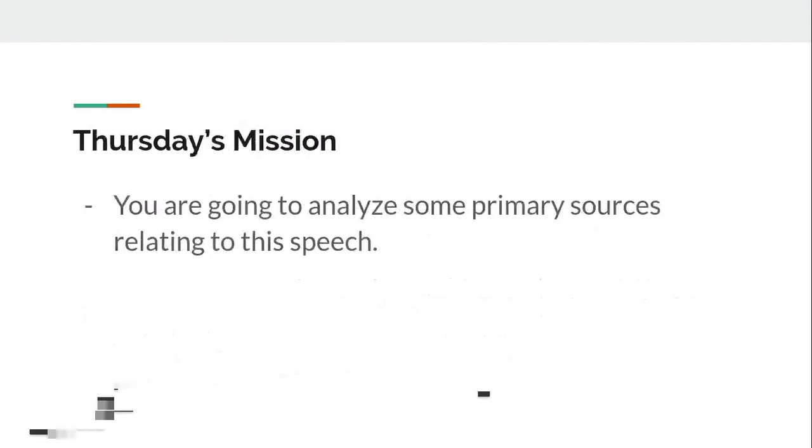So, having listened to the speech and analyzed what FDR termed the four freedoms and talked about what they mean, we're going to carry that into Thursday, where you're going to analyze some primary sources relating to this speech. Remember, primary sources are sources that come from the time period you're studying. If you want to get started with that mission, it's already up. If not, I hope you have a great couple days and look forward to the mission, which will be linked on the calendar for Thursday.